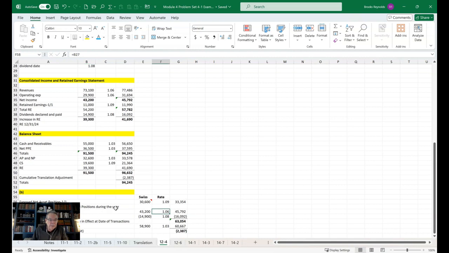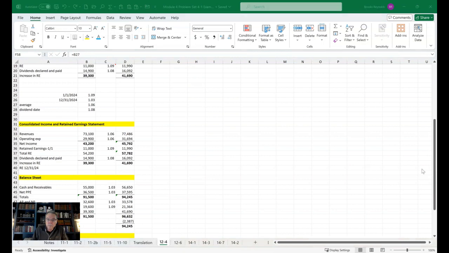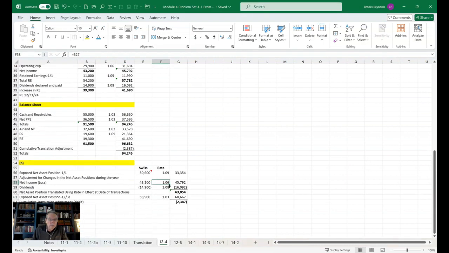Adjustment for change in net asset positions during the year. Net income would be, again, the average rate, 1.06. Dividends, dividend declaration date, and that's going to be a negative.